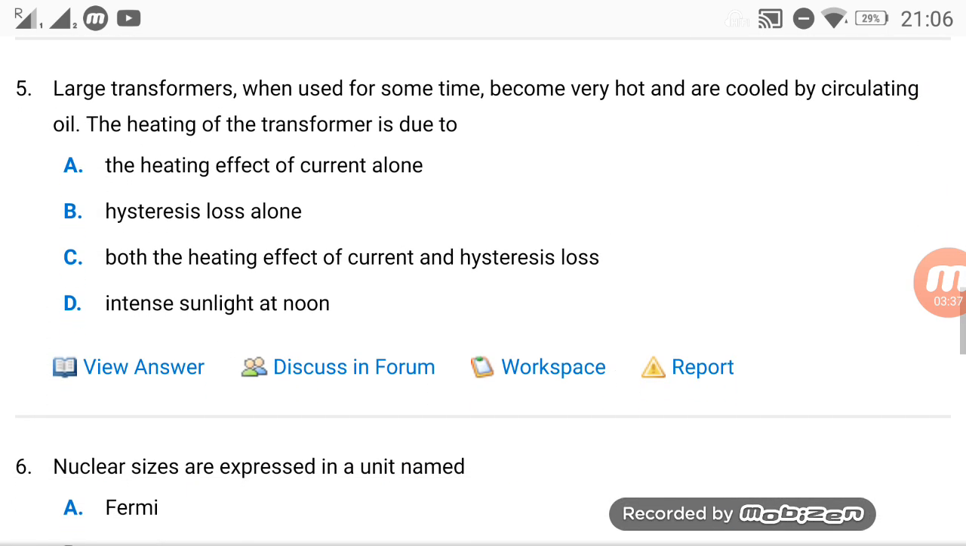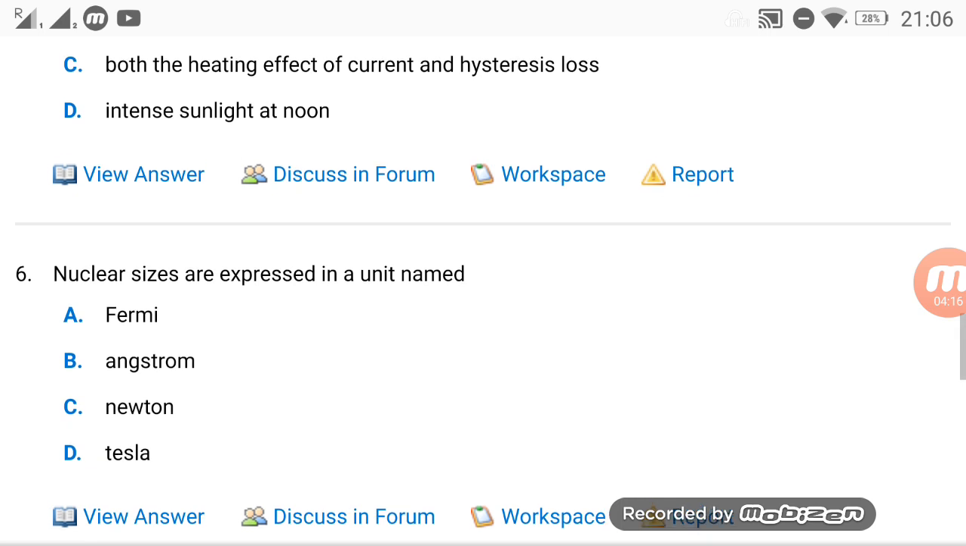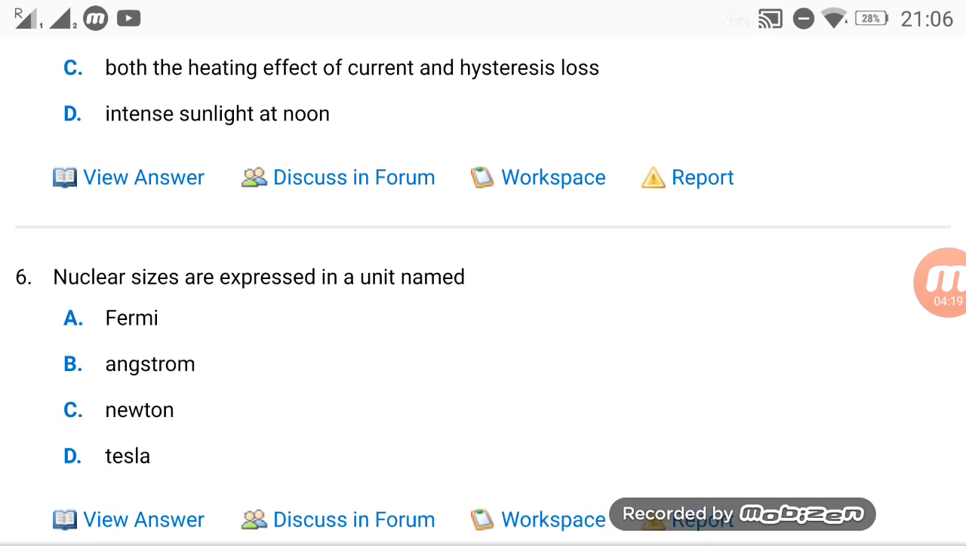Question number 5. Large transformers, when used for some time, become very hot and are cooled by circulating oil. The heating of the transformer is due to: the very first option is the heating effect of current alone, option B is stray loss alone. Option C is both the heating effect of current and stray loss. And option D is intense sunlight at noon, which is of course not a valid reason. So the answer of this question is option C, that is both the heating effect of current and stray loss.